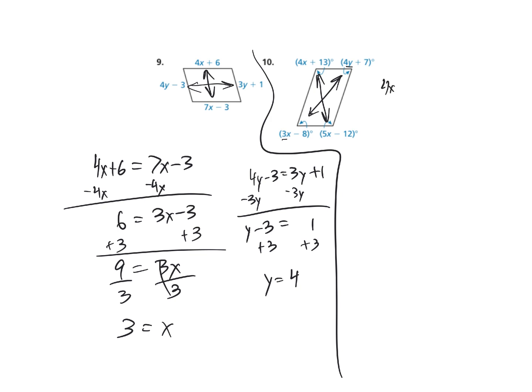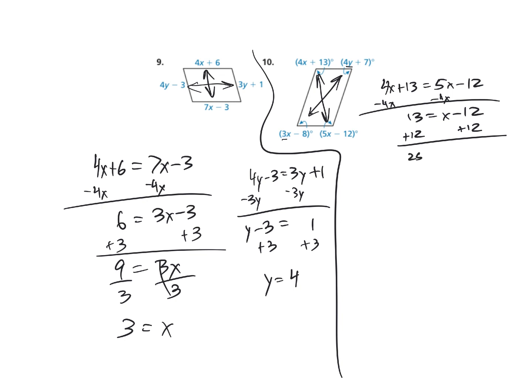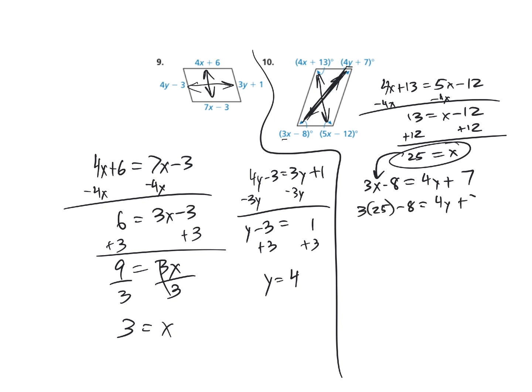So 4x plus 13 is equal to 5x minus 12. I'm going to subtract 4x. 13 equals x minus 12. Add 12. And 25 is what x equals. Now we can set up the first one, this one right here. So 3x minus 8 is equal to 4y plus 7. And we know what x is. We just solved it. So 3 times 25 minus 8 is equal to 4y plus 7.